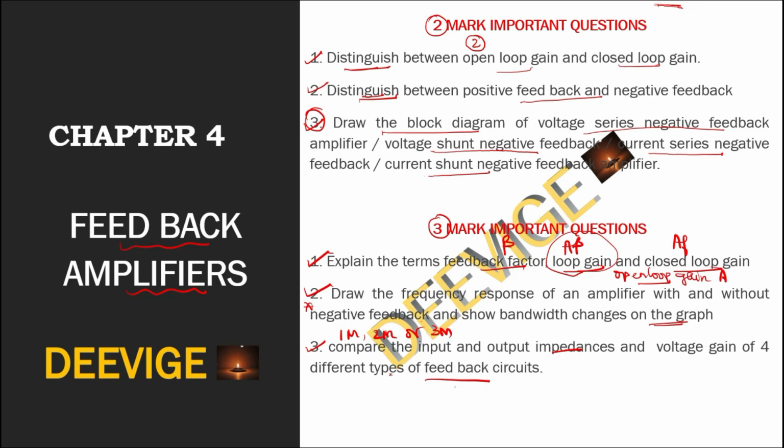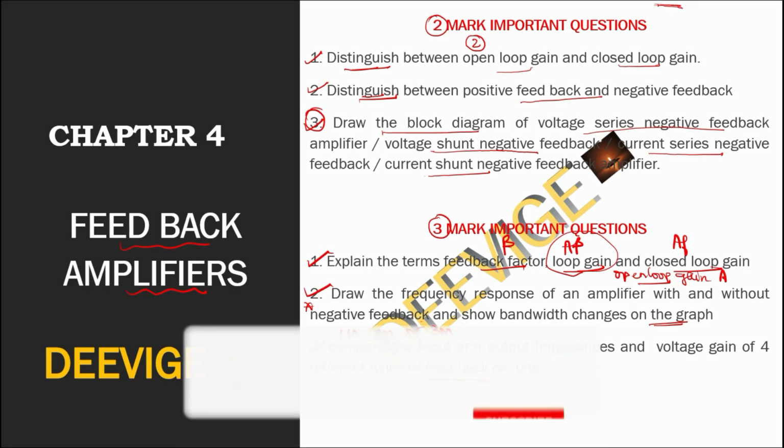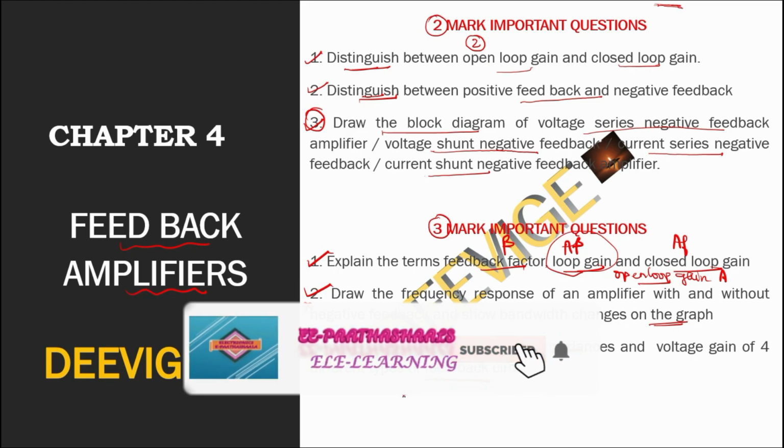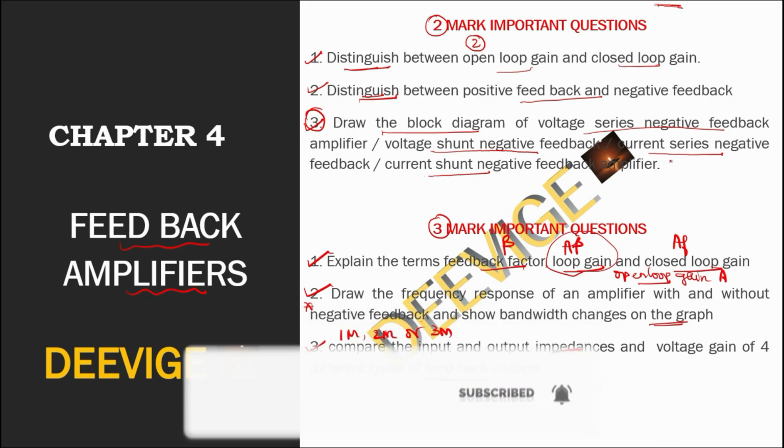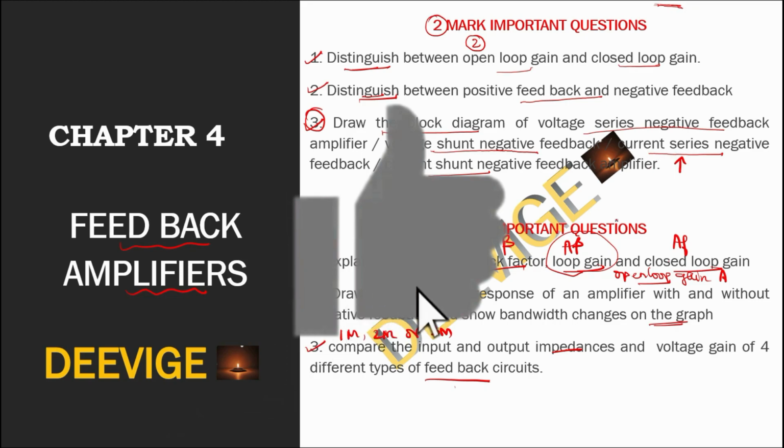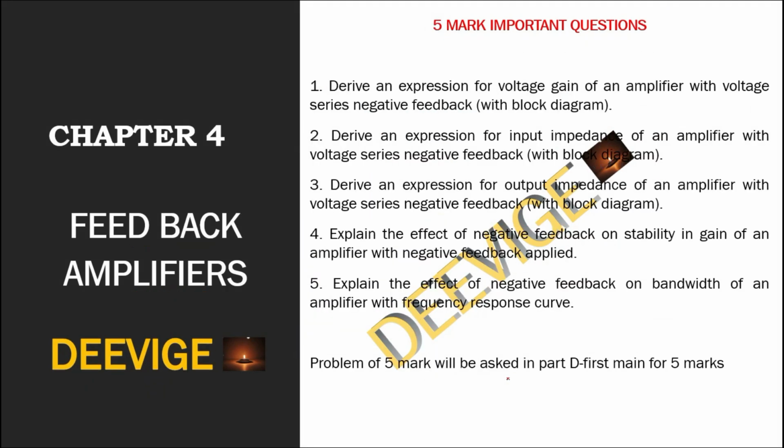For example, name the feedback amplifier whose input impedance as well as output impedance increases. Both will increase in current series feedback. So series, the resistance will increase. This is about chapter 4. Again in chapter 4, some 5 marker questions are there.